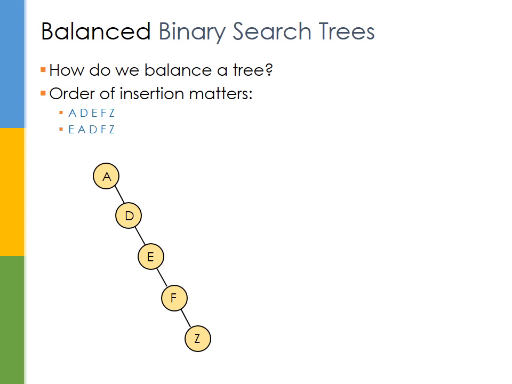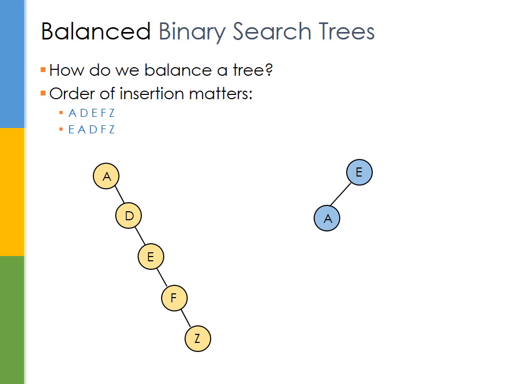Now let's assume that we are inserting the same set of characters, but we're inserting them in a different order. So we are first inserting E, then A, then D, then F, and finally Z. Let's look at the tree structure that is generated by these insertions. E is the first character that's inserted, so of course it is the root node. Then we insert A. We see that A is alphabetically before E, so it is inserted as the left child of the root node.